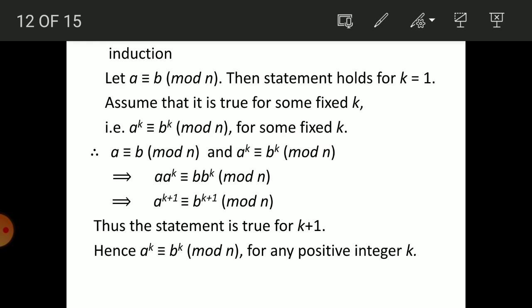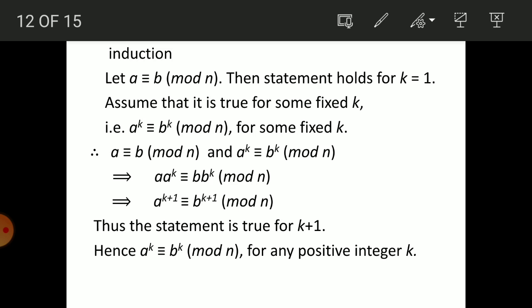we have written this using the result 4: A is congruent to B mod N and C is congruent to D mod N implies that AC is congruent to BD mod N. That means there is multiplication of the left hand side and the right hand side. In this case we get A raised to k plus 1 is congruent to B raised to k plus 1 mod N.